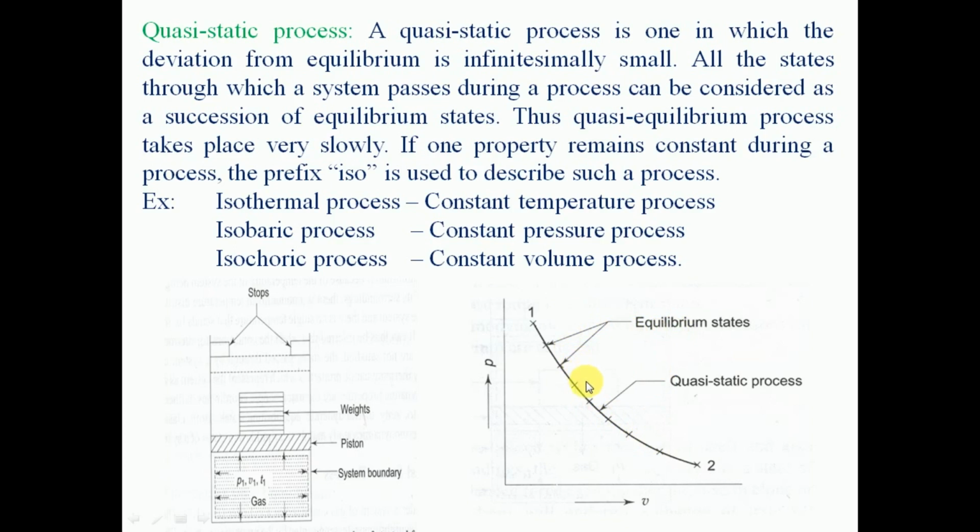If all intermediate points are also in thermodynamic equilibrium, that process is called a quasi-static process. Quasi means a very small change, which is also in thermodynamic equilibrium. That is the quasi-static process.